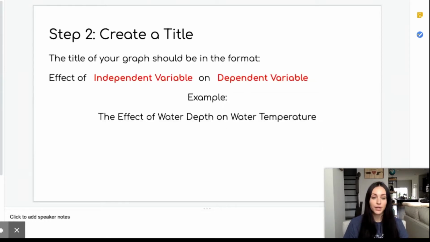Your next step is to create a title for your graph. In order to create an effective title, you will need to know the independent and dependent variables, which we found in step 1. The title of your graph should always be in this format: the effect of the independent variable on the dependent variable. All you will do is plug in the independent and dependent variable for your situation to create the title. So for our example, our title should look like this: the effect of water depth on water temperature.